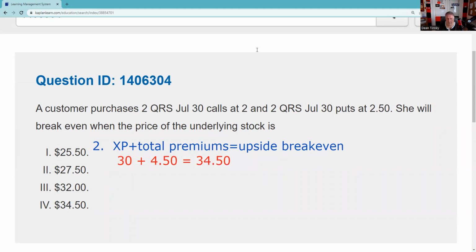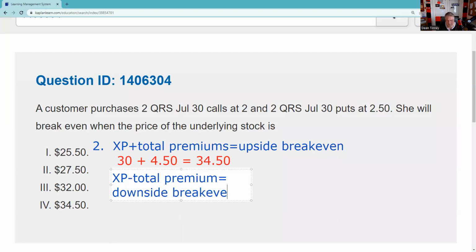Now we need our downside break even. So we need 4.5 points to cover our out-of-pocket cost. Strike price minus total premium. Call up, put down. Call up, put down. Good memory aid device. And that equals our downside break even. This is the only one in which we have two break evens on Series 7.